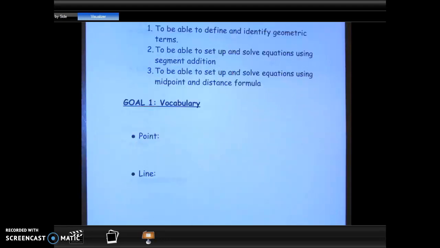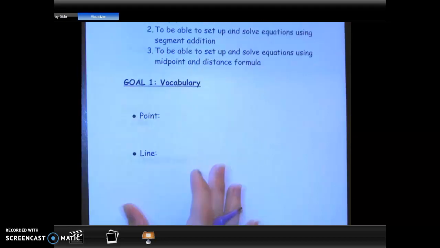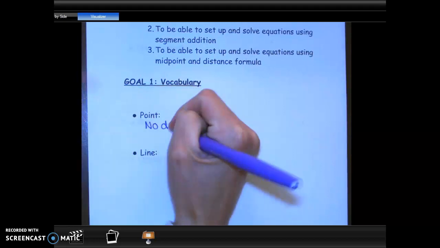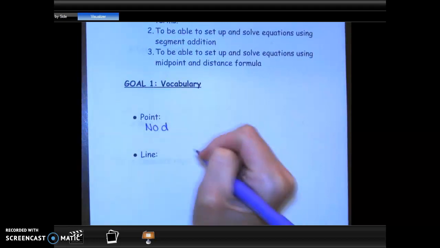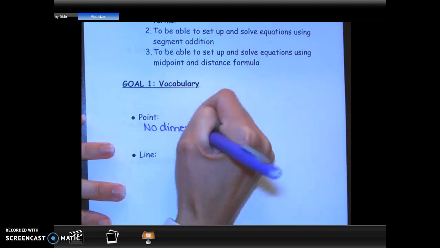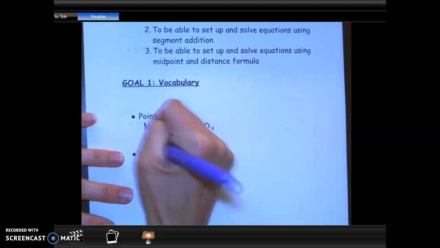All right, so starting with simple ones like point and line. So the important things to remember about a point, it has no dimension. And by dimension, it means like when you think of things being like 3D or 2D, that kind of stuff, those are dimensions. But a point has no dimensions. And it's usually represented by a dot.